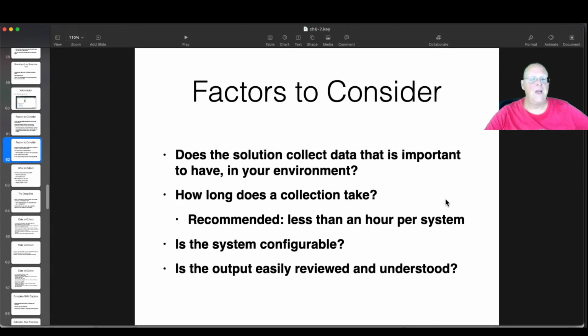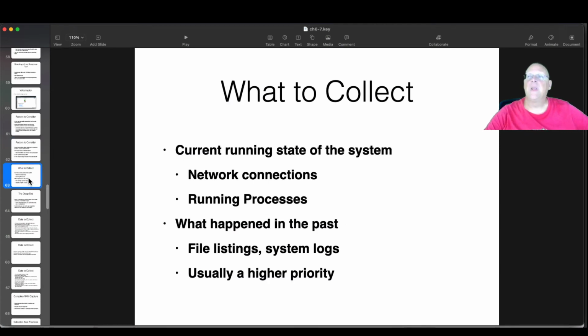All right, make sure you're collecting important data in your environment. Make sure that you're not spending too long collecting data, especially if you have a large fleet of machines, and then see if you get output that you can easily review and understand. So here's things to collect. You want the current running states, you want running processes, network connections, all the logs, lists of files, registry keys, things like that. You get a sort of common list if you just look at any malware report and see what people have for indicators of compromise. It's always pretty much the same kind of thing.